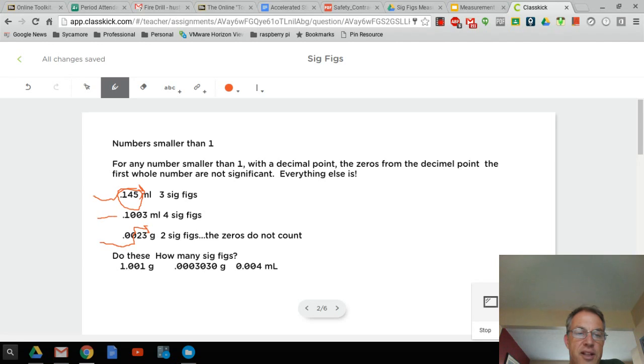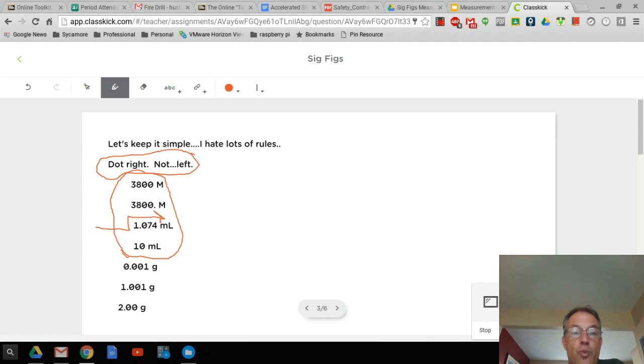This one up, I hit that first whole number, up and over, 4 sig figs. It's all those under that area. That works great. So dot right, that's what dot right means. If you see a dot, a decimal point, you go to the right. And then the other part of this is not left.